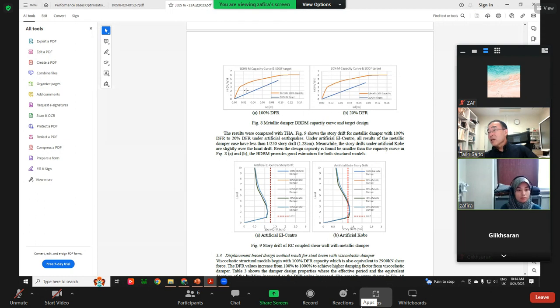The estimation of the displacement design capacity is low. No, the capacity is higher. The target is low, which means the design is good. Why is it lower? Because at 20%, the damper dissipates more energy compared to 100%. In 100%, the damper doesn't yield, but in 20%, the metallic damper already yields. But the necessary capacity is different.